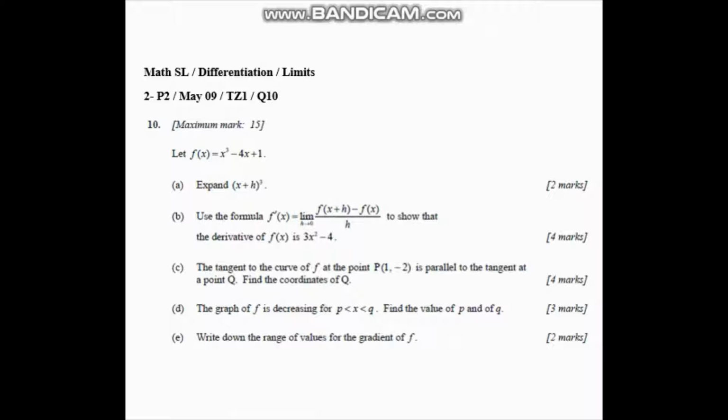So moving on to B. Question B requires us to use the formula of limits to show that the derivative of this function f of x equals x cubed minus 4x plus 1 differentiates to 3x squared minus 4. So let's take a look at how to do that.